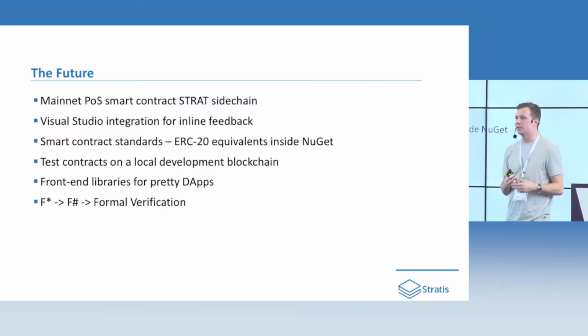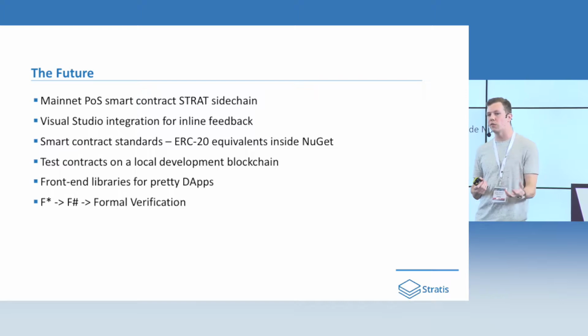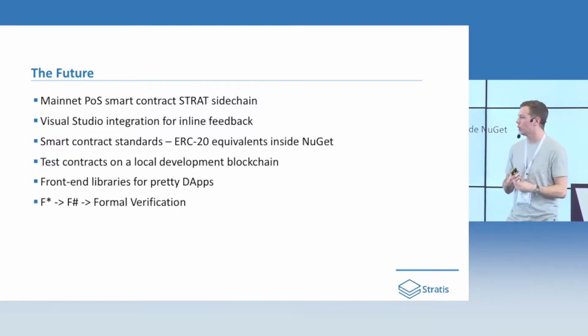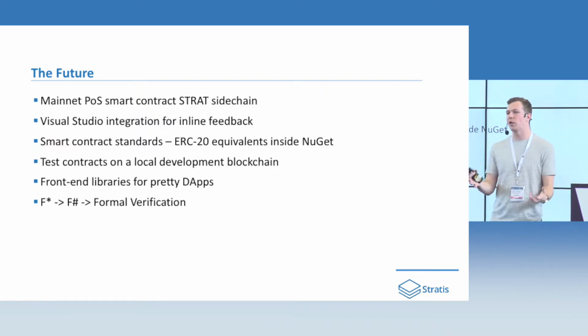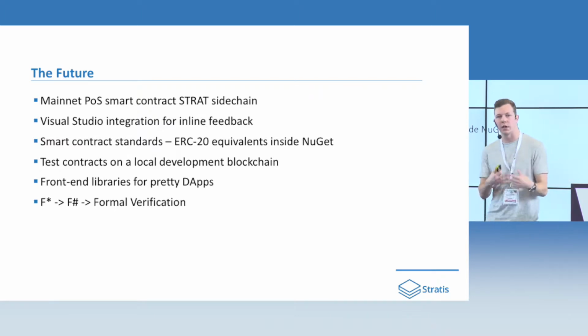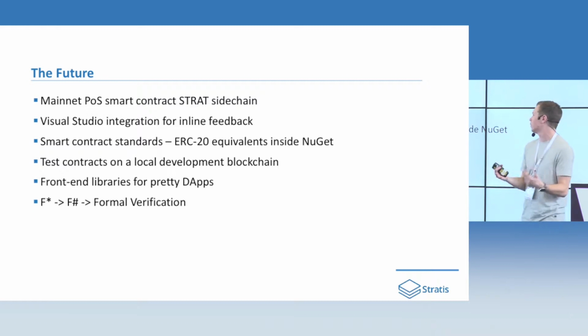So you may have heard of, say, ERC20. We'll have our own equivalents, which are very easy to inherit from inside Visual Studio again, and you can start writing standard contracts. We're also going to be allowing developers to test contracts on a local development chain. It's currently quite difficult to spin up your own chain or join a testnet to start testing your contracts, so we're going to try and improve on this with a local development environment.